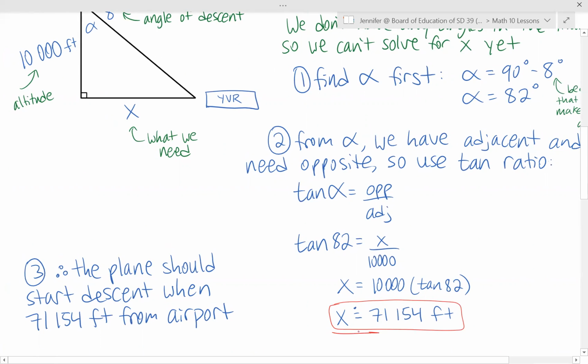The question wasn't asking, what is x equal to? The question was asking, when should the plane start their descent? So that's why I wrote, the plane should start descent when they're 71,154 feet from the airport.